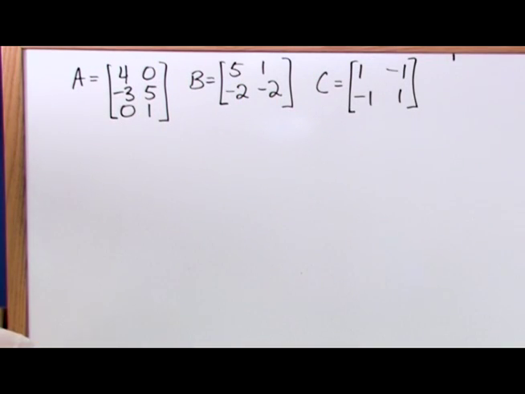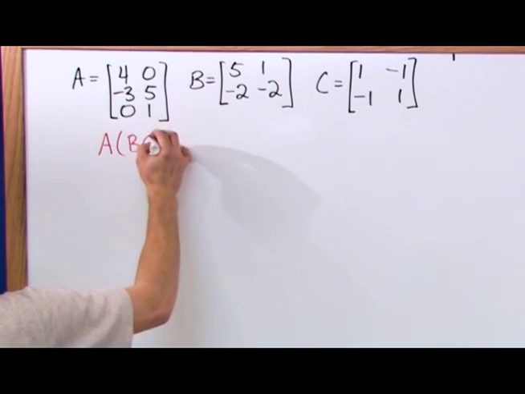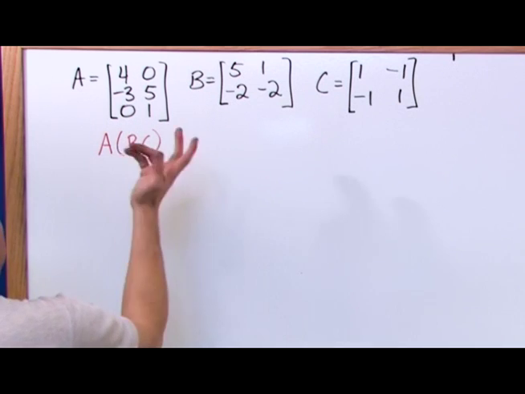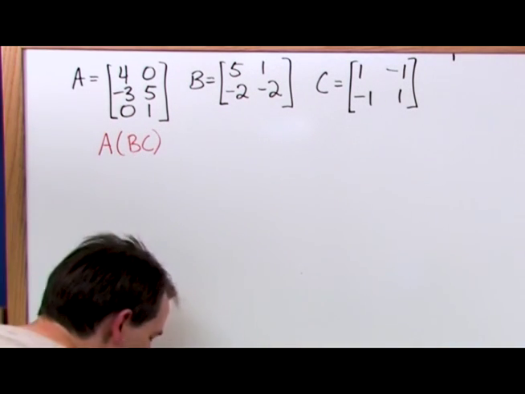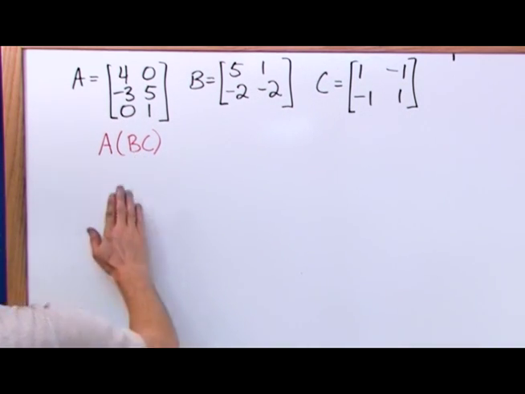Okay, now for the next problem, we're going to try to multiply the matrix A times BC. Again, this is one of those expressions from algebra. You know that you can write variables like this, and you know what it means. They're all multiplied together. Usually the parentheses tell you, from your order of operations, that you always do what's inside of parentheses first.